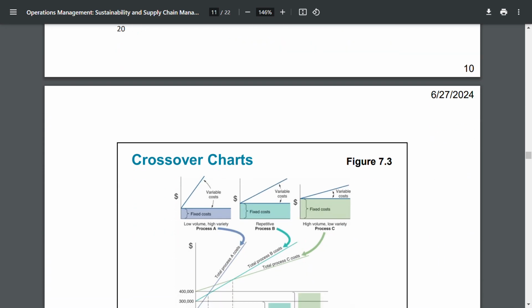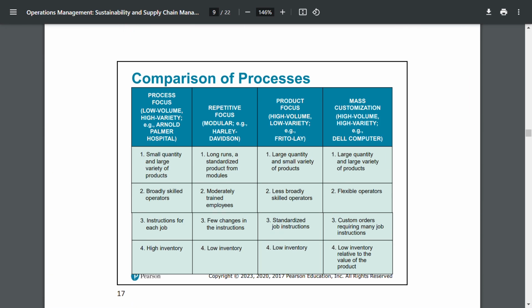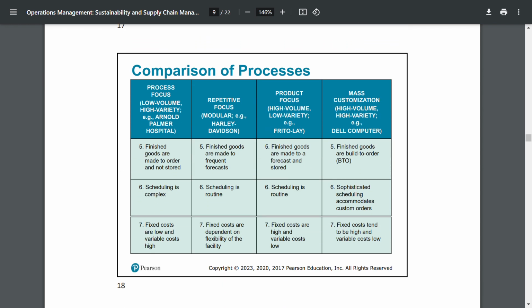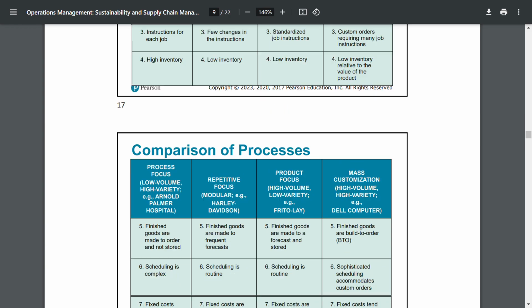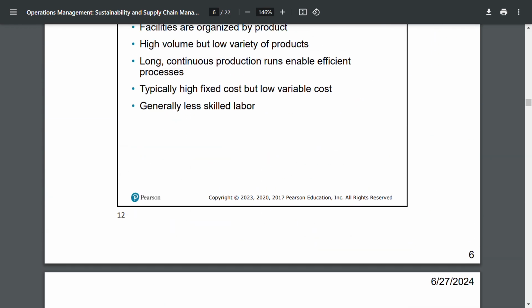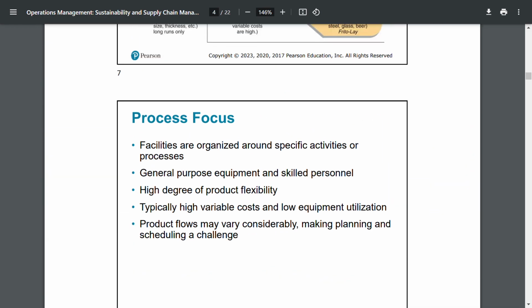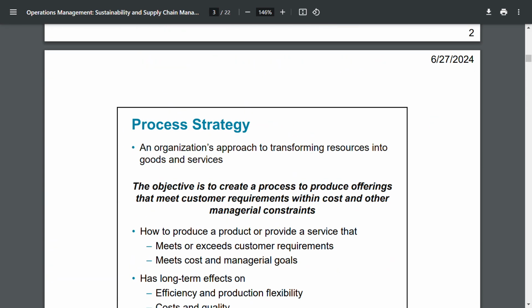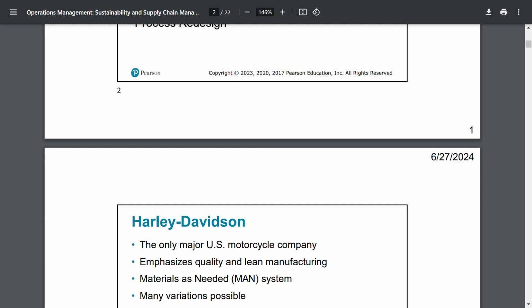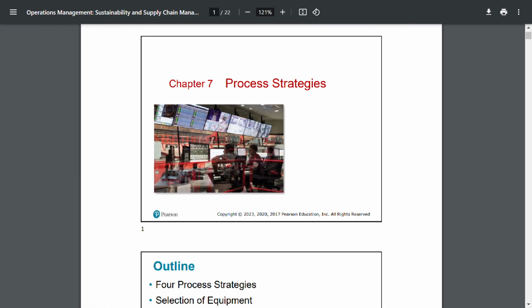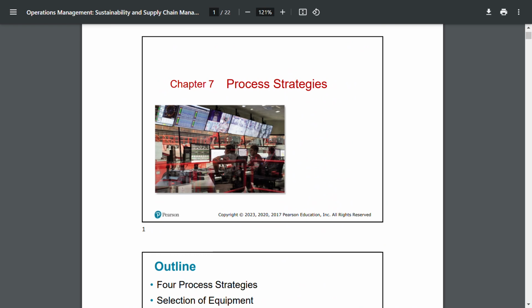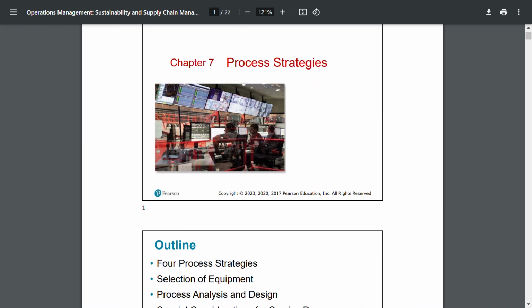So I think we can stop here. I think we covered all of our strategies, the different strategies. That was our main focus in this video. We covered the different types of strategies: the process focus, the repetitive focus, the product focus, and the mass customization. And went through different examples of these products and when they would be used, and how these are helpful for us to identify and be able to use according to our product and our strategy that we want to use.